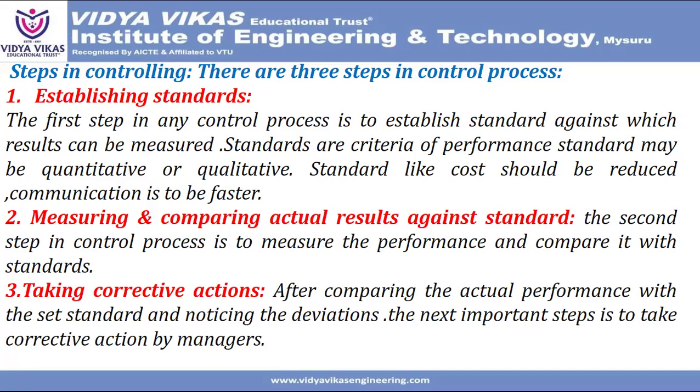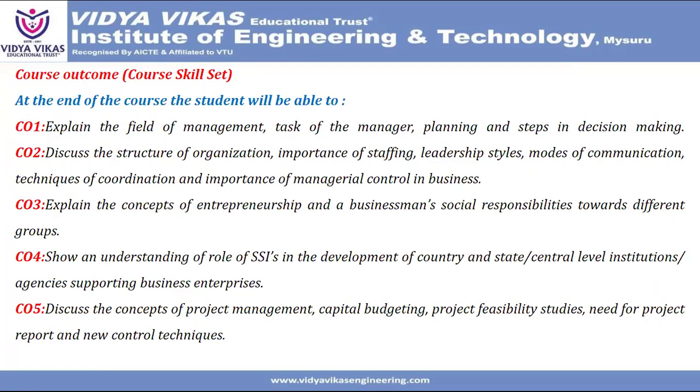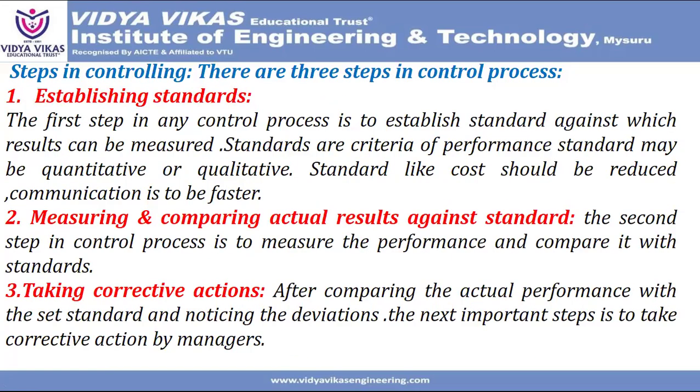Measuring and comparing actual results against standards. The second step in the control process is to measure the performance and compare it with standards. Taking corrective actions. After comparing the actual performance with the set standard and noticing the deviations, the next important step is to take corrective actions by managers. These are all very important points in your examination.